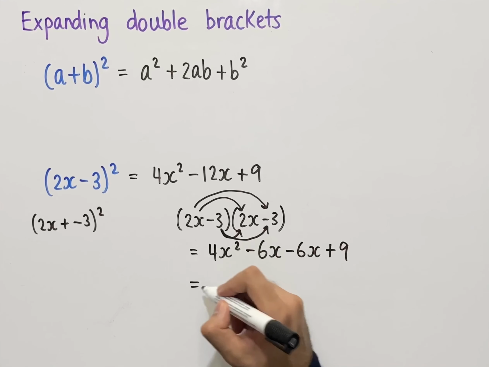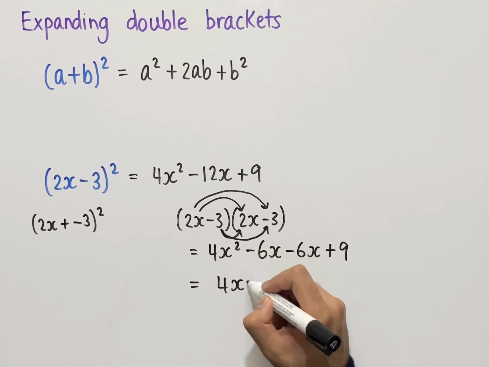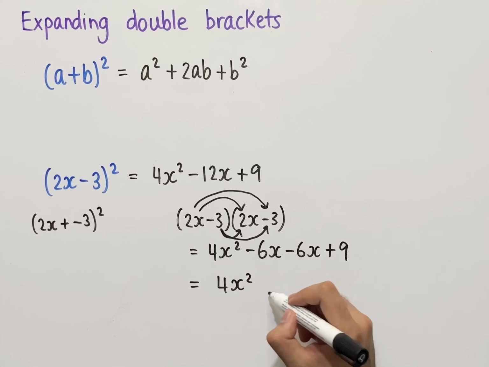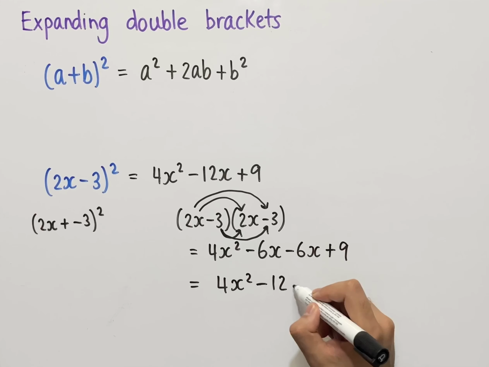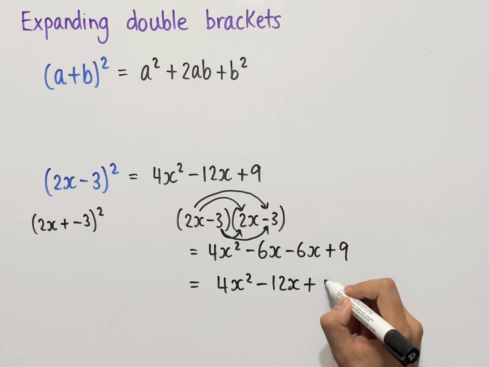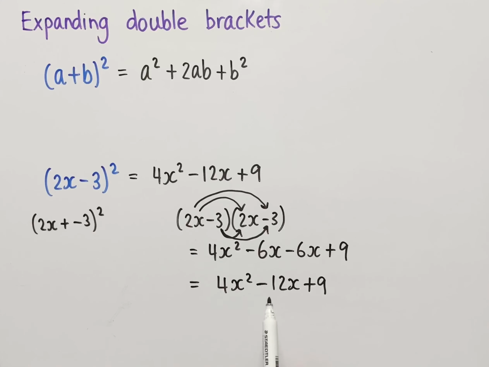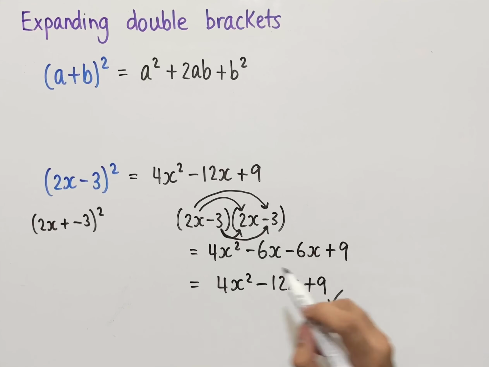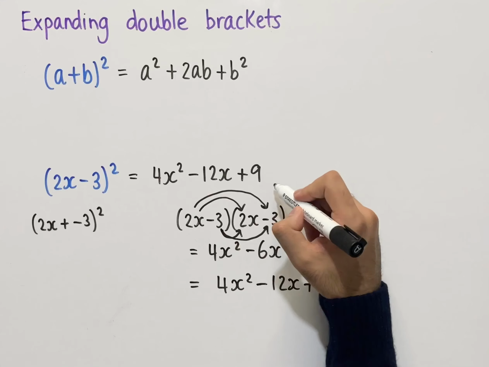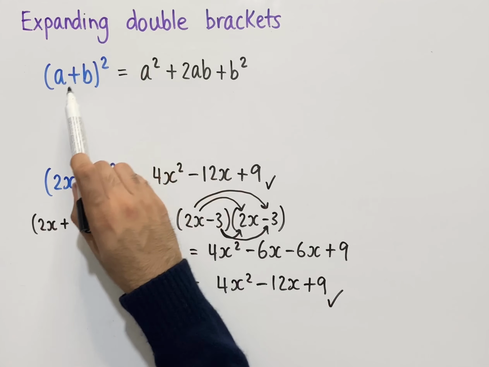And then if we collect like terms, we end up with 4x squared minus 6x minus 6x is minus 12x. And then we have plus 9 on the end. And so we see that indeed, this is the same as what we get if we use the quick method, where we use the general form for a squared bracket.